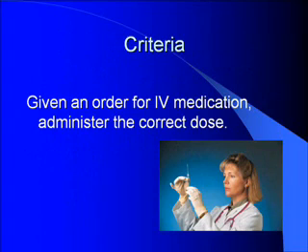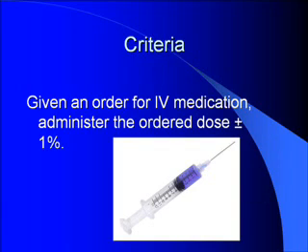Here is another example of the criterion problem. We have a condition, given an order for IV medication. We also have a behavior, administer the dose. It looks like we have a good criterion also, correct. But when you're drawing up a liquid into a syringe, you can't be exact. We need to know how close is good enough. I have gone to my subject matter expert and found that in most cases you have to be within 1% of the actual ordered dose. So if the order calls for 10 cc's, 10.1 cc's would be okay, but 10.2 would be over the limit. This may vary depending on the situation and the medication, so be sure to get your SME's recommendation.